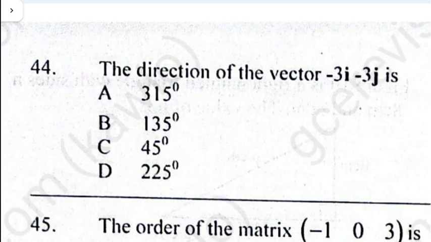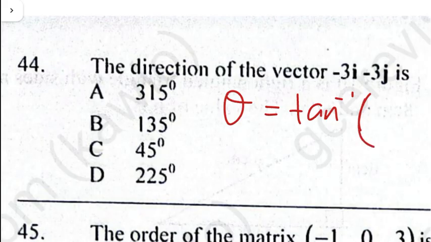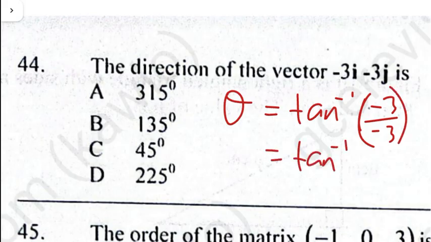Question 44. The direction of the vector negative 3i minus 3j is asked. First of all, this vector is in the third quadrant. So theta is going to be tan inverse of the y component, negative 3, over the i component, negative 3. This will be tan inverse of 1, which is equal to 45 degrees, right?